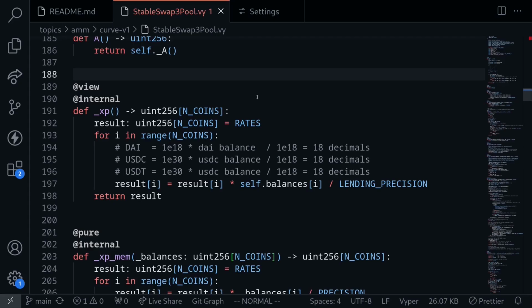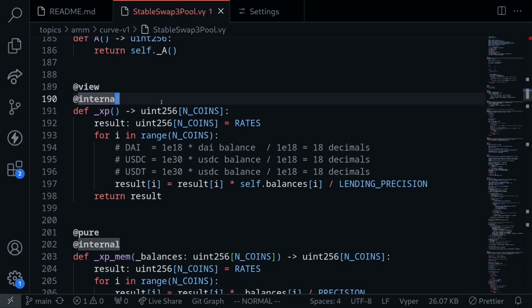Inside Curve V1 AMM, all of the token balances are converted to have 18 decimals before any calculations are performed. Here we're looking at a contract for DAI, USDC, and USDT. DAI has 18 decimals, so there's no conversion to be performed. USDC and USDT both have 6 decimals, so the USDC and the USDT balance inside the pool must be converted to have 18 decimals. And this is done by an internal function called _XP.